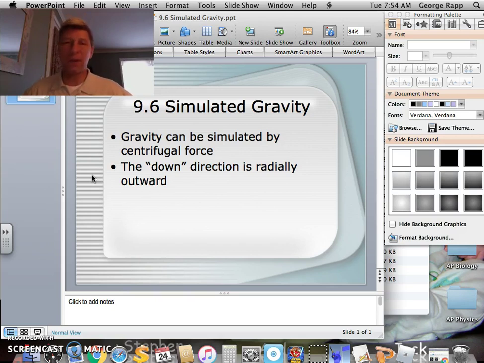Now, again, there's some nice pictures in your textbook of what a space station like that might look like. And there are some movies that have given a fairly accurate depiction of simulated gravity, right? Spaceships that have portions that rotate in order to simulate this gravity. So keep that in mind.